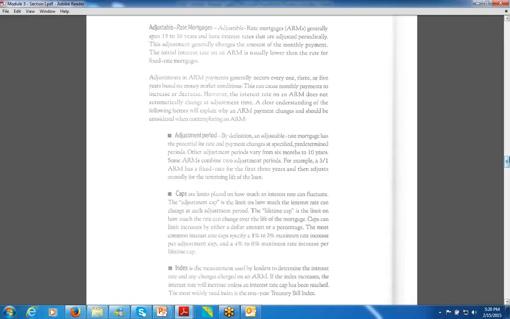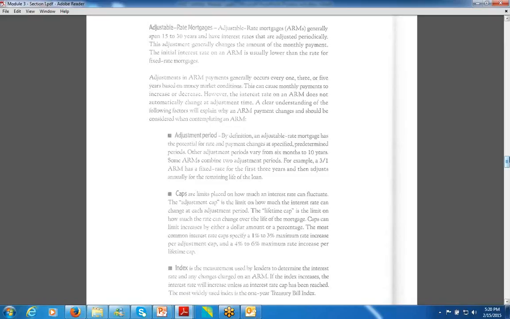Now, adjustable rate mortgages. This is for information only. I strongly submit that no one within the sound of my voice should be looking for an adjustable rate mortgage for several reasons. And I'll explain how adjustable rate mortgages came along.